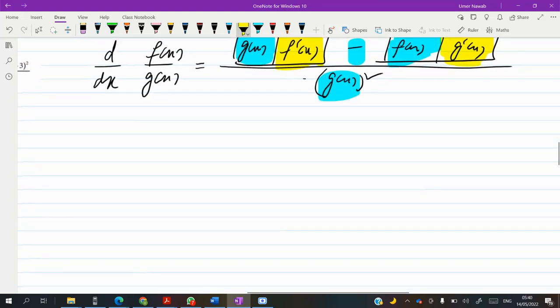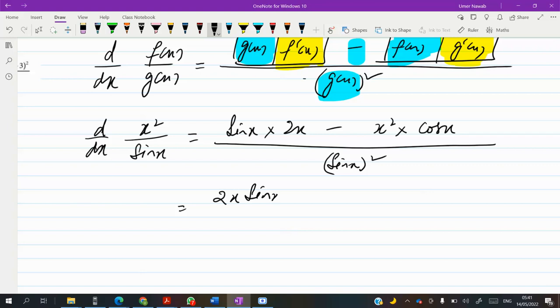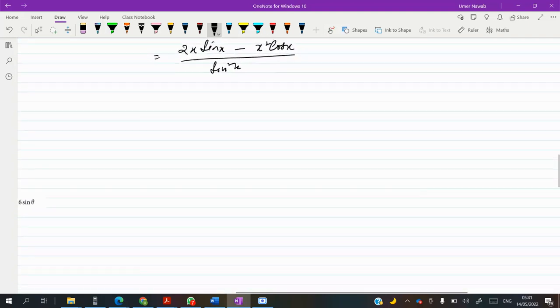Let me try to apply it in one example. Differentiation of x squared over sine of x. Now, sine of x under the square, you keep sine x as it is. The derivative of x squared is 2x, minus, then what will you do? You'll write x squared as it is, and the derivative of sine of x is cosine of x. So in simplified form, 2x sine of x minus x squared cosine of x, over sine square of x. That's the final answer for the quotient rule of differentiation.